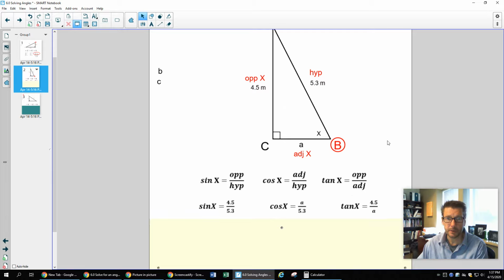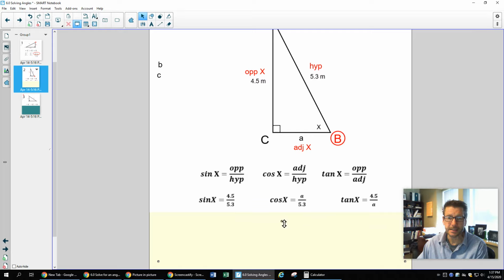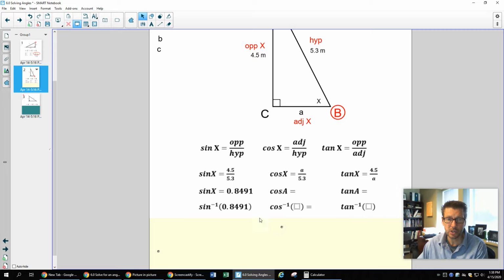So I write down what I know for information. Again, looking at this, there really is only one option that's going to give me a decimal. So I'm going to work with the sine ratio this time. I want to change sine of X. I want to go sine minus 1 with my decimals.